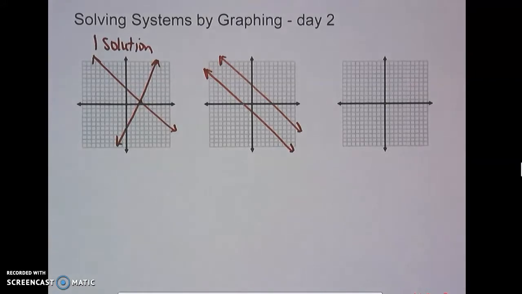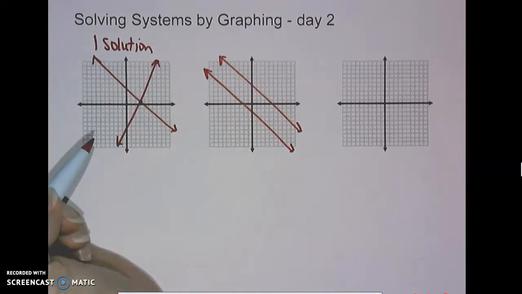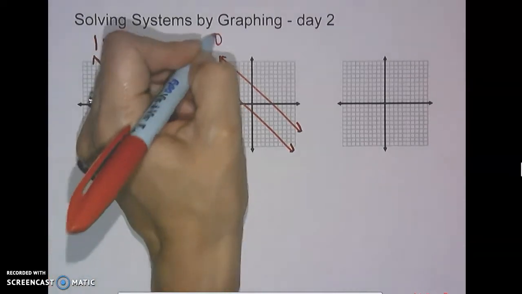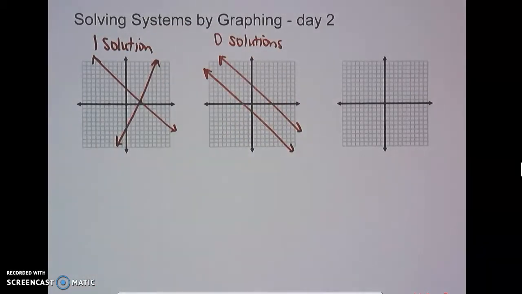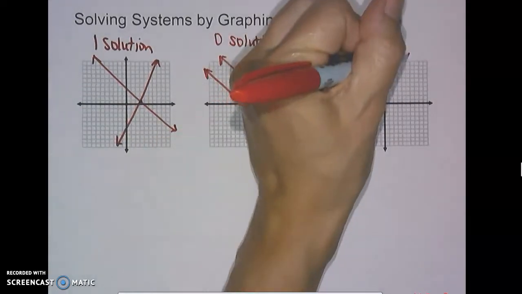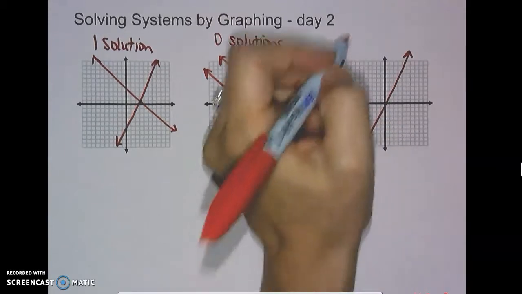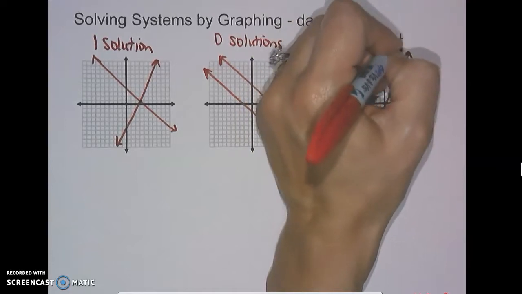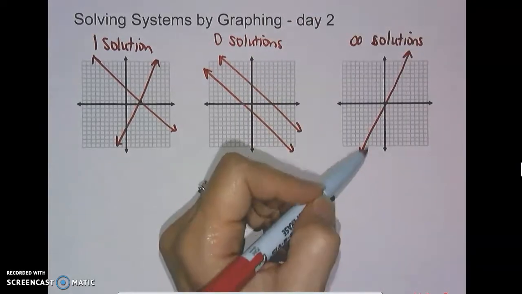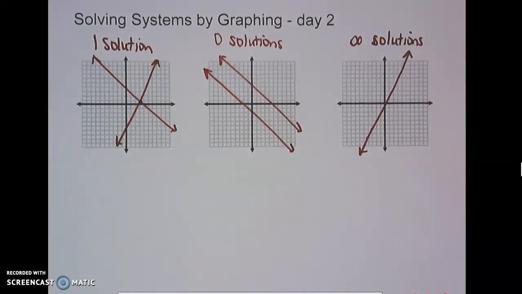Okay, if we graph both lines and they look like this, what type of lines are those? Those are parallel. If they're parallel lines, how many times do they touch? They don't touch at all, so this would be 0 solutions, or no solutions. And then the last one is if we graph both lines, but it only appears to be one line on the graph. This would be infinite solutions, because they share every single point in common. Every single point on this line would be the same as every single point on the other line, so that would be infinite solutions.